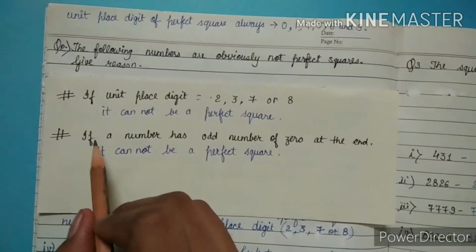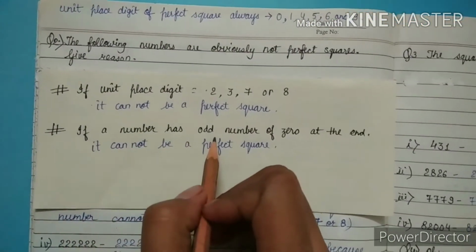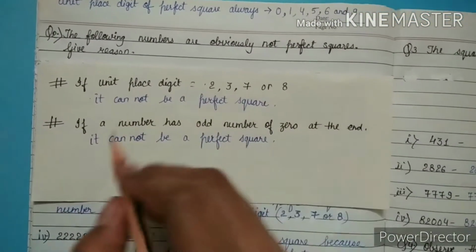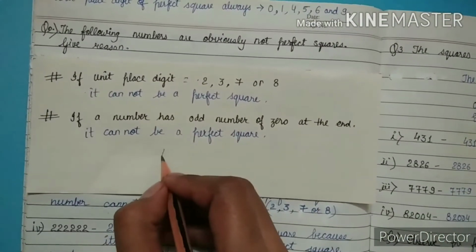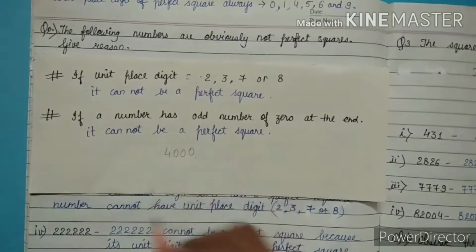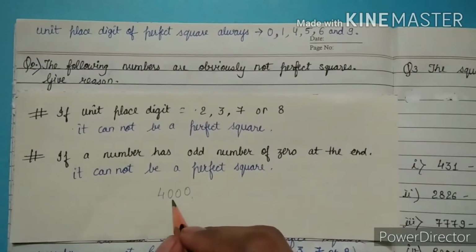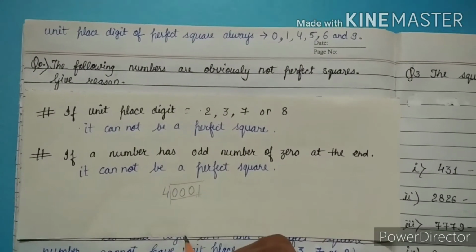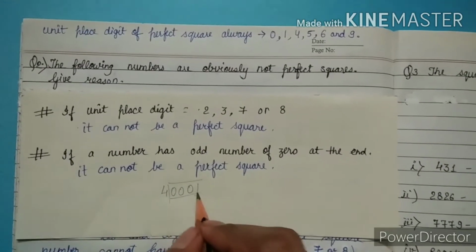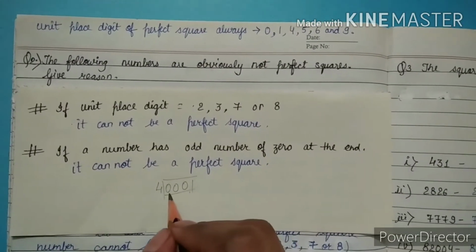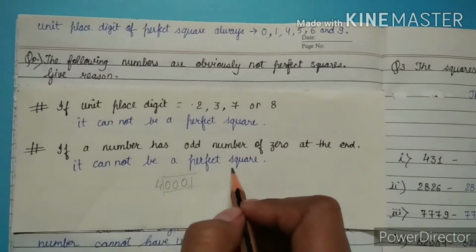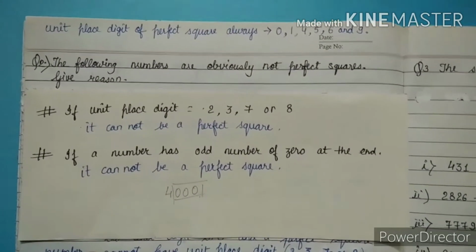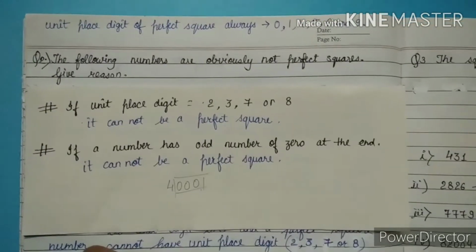The second thing is, if a number has an odd number of zeros at the end, like here I am taking 4000, you can see in 4000 we have 3 zeros. 3 is an odd number, so it also cannot be a perfect square. So let's start the problems.